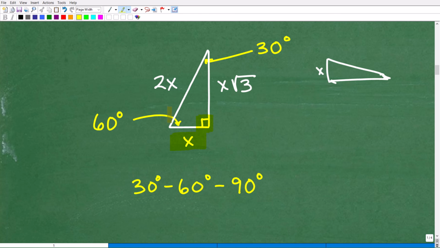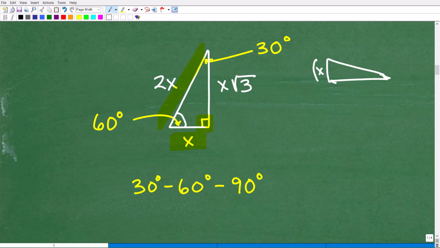Now, the longest side is always the hypotenuse. That's always opposite the right angle. So you can kind of see this is the longest side. Well, here's the deal in a 30-60-90. Again, we could recognize this is the bigger angle, this is the 60 degrees. But the hypotenuse is always going to be double the shortest side.